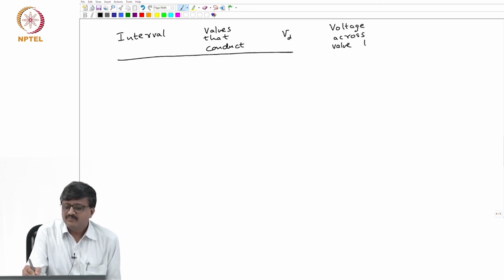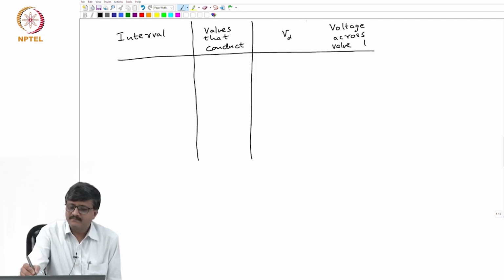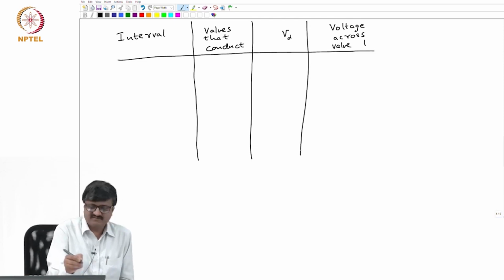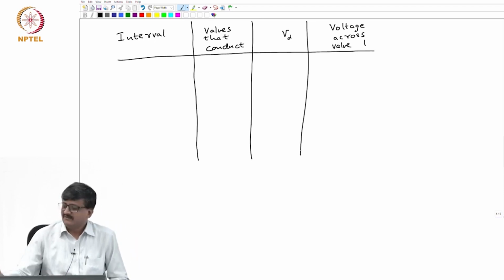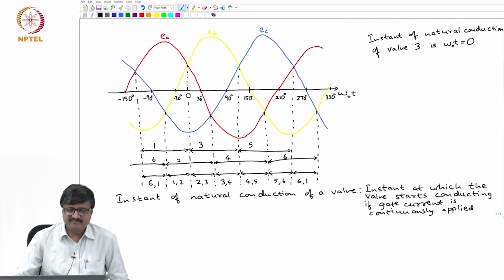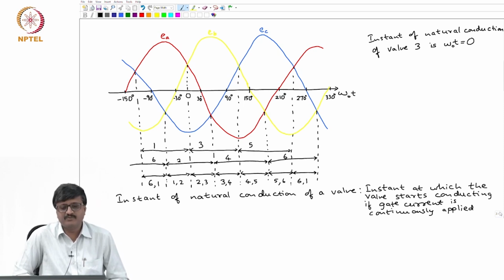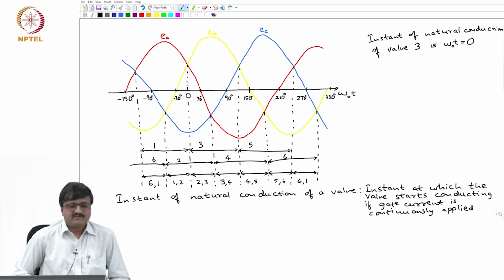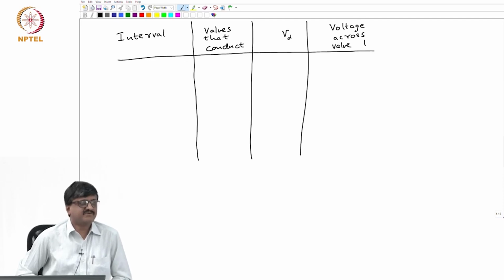So, I will form a table. There are 6 rows in this table, corresponding to the 6 intervals. What is the first interval? I am not going by this figure. This figure has 6 intervals, but it corresponds to diode operation, that is, continuous gate current. If I assume a general case where there is a delay in giving a gate current pulse with respect to the instant of natural conduction, what is the first interval?